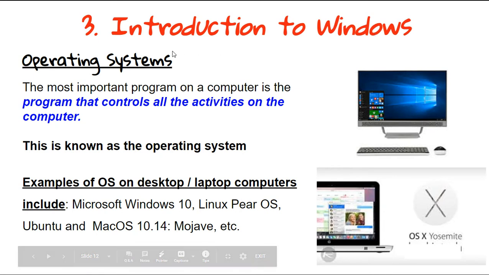Introduction to Windows. Operating systems. There are different types of operating systems on computers. The most important program on a computer is the program that controls all the activities on the computer. That is the operating system.